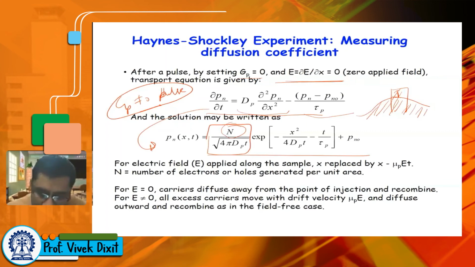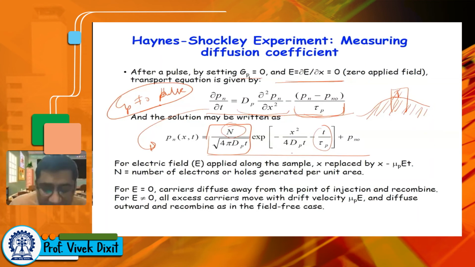And the position of the peak, if you forget this term for some time, there is no recombination, so this term will also disappear. You will only have minus x square by 4Dt. So this will be a Gaussian function with the peak at x equal to 0. The peak will be at x equal to 0 only, and it is reducing, right? And if you have recombination, then with time the peak will also change, so you will have this t by tau p also here.